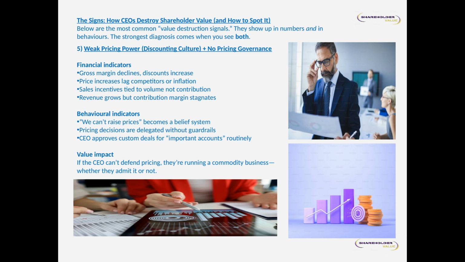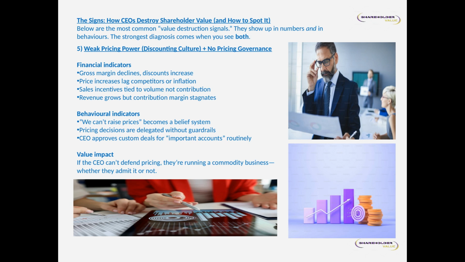When you see gross margins shrinking and discounts rising, it's a clear financial warning sign. If price increases consistently fall behind competitors or inflation, and sales incentives focus only on volume instead of contribution, that's another red flag. On the behavioral side, when the company culture adopts the belief that prices simply can't be raised and pricing decisions are handed off without clear controls, it sets a dangerous precedent. Also, if the CEO frequently approves special deals for important accounts without strict guidelines, the company is likely losing its pricing discipline.